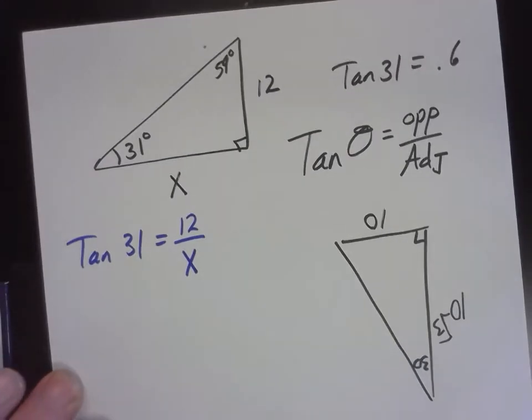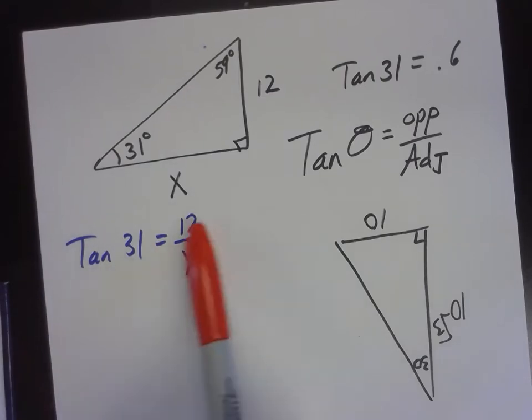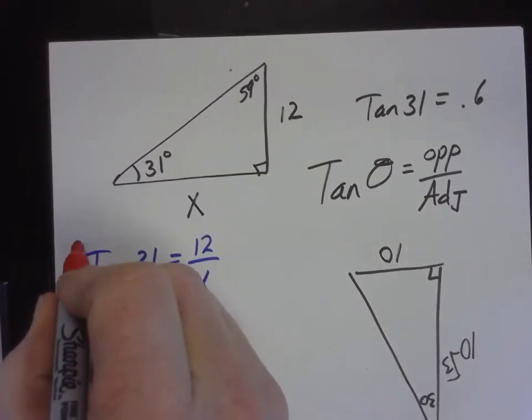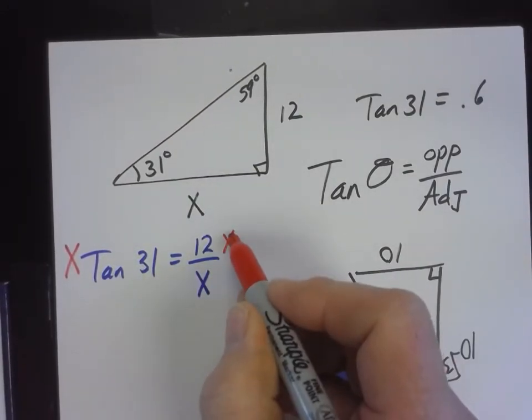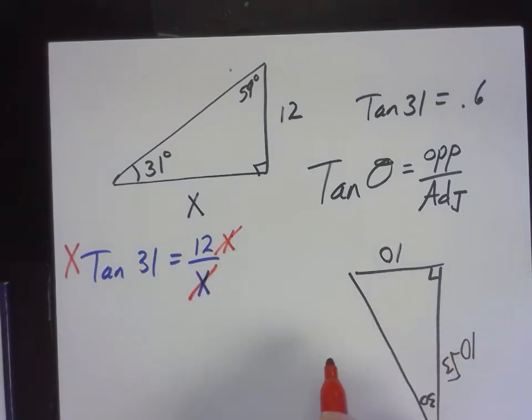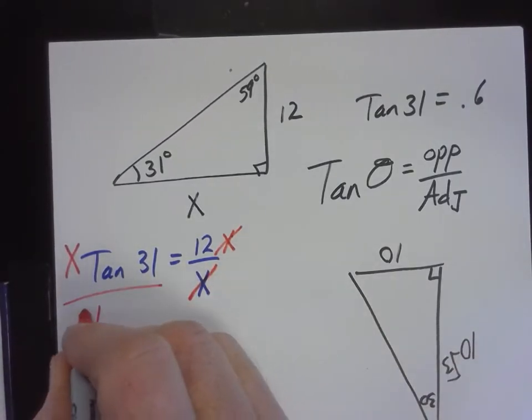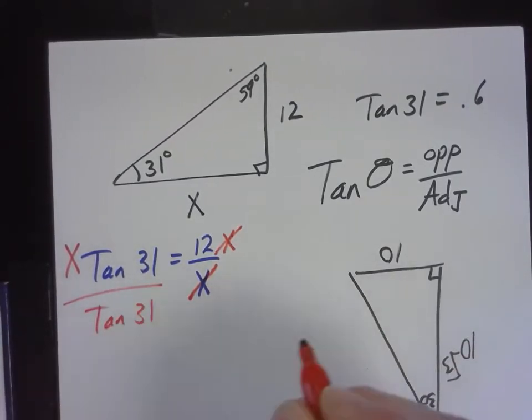So here's the thing. I'm going to solve this for x. So I'm going to times both sides of this equation by x. What's going to happen right here? They're going to cancel out. Then I'm going to divide both sides of this equation by the tangent of 31 degrees.